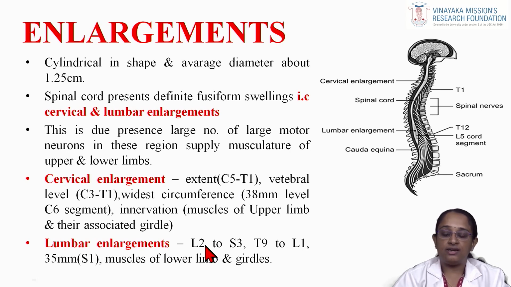In the same way, the lumbar enlargement. It is a little different: in some textbooks it is called lumbosacral, so both lumbar and sacral. The spinal nerves arising from L2 to S3, the second lumbar to the third sacral, to T9 to L1. All these produce the lumbar enlargement, which produces nerves which supply the muscles of the lower limb and pelvic girdle. Above it was the pectoral girdle; here it is the pelvic girdle.